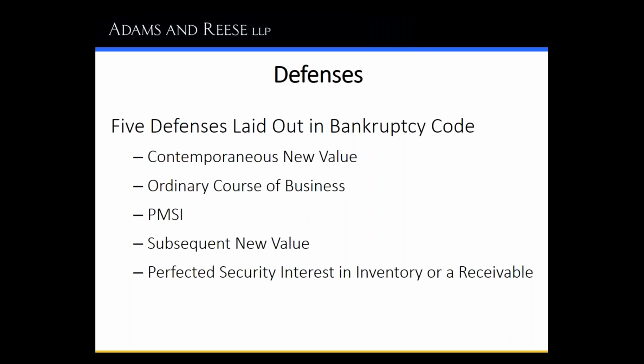Only inventory, accounts receivable, and the proceeds thereof. These liens are not avoided unless the creditor improves its position. So the courts look at the position of the creditor in that floating lien as of the petition date versus 90 days prior to filing. And if the creditor has not improved their position, then this will be a defense to go forward.